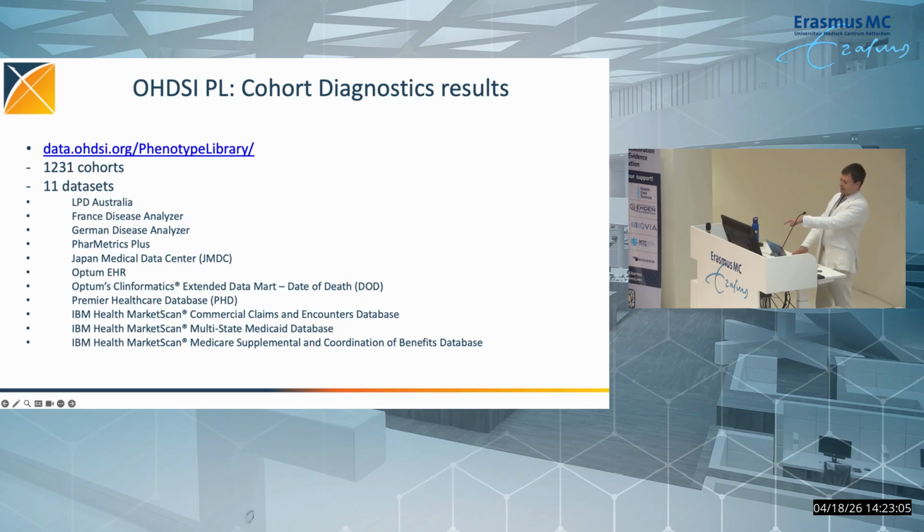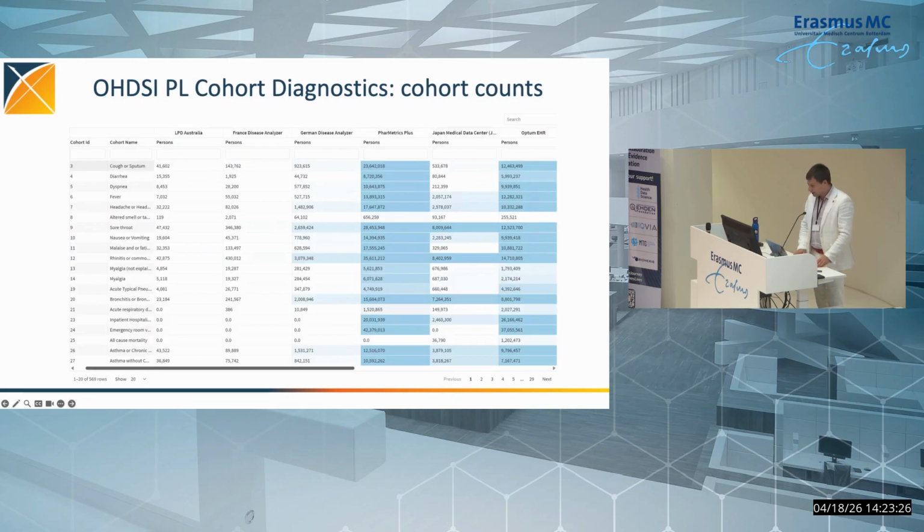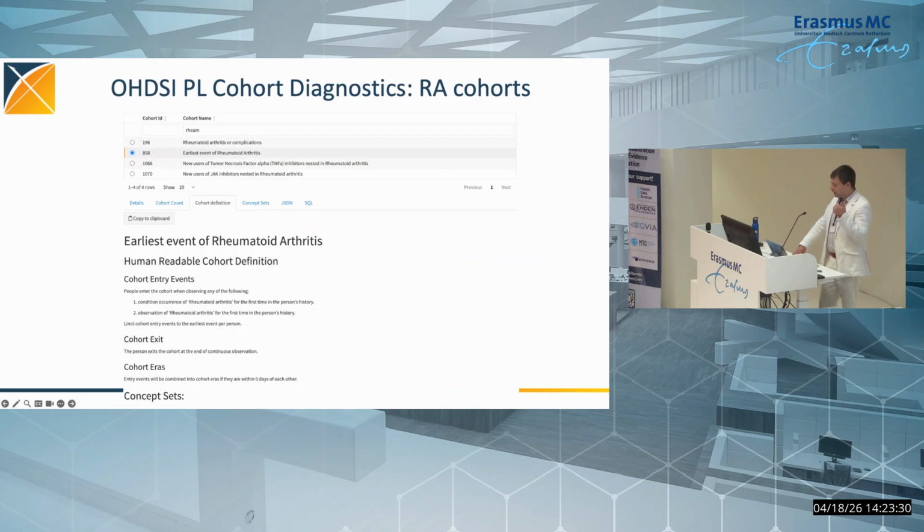You can see that there's a slightly bigger count of cohorts because we also added some April run of something that wasn't yet in April phenotypes, which is not a part of the phenotype library yet. So you see cohort counts, you see cohort definition.